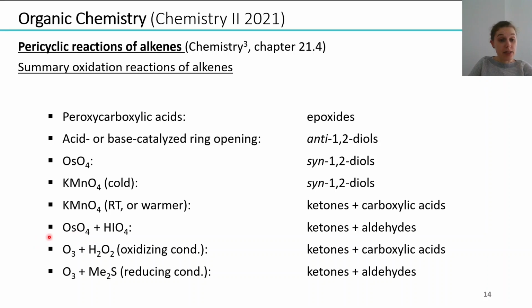And if the alkene reacts first with osmium tetroxide and afterwards we use periodic acid as oxidizing agent, then we will produce ketones and aldehydes. Then we still have some other possibilities. We can use ozone and oxidizing conditions in order to produce ketones and carboxylic acids out of alkenes, or if we use ozone and reducing conditions, then we produce ketones and aldehydes.